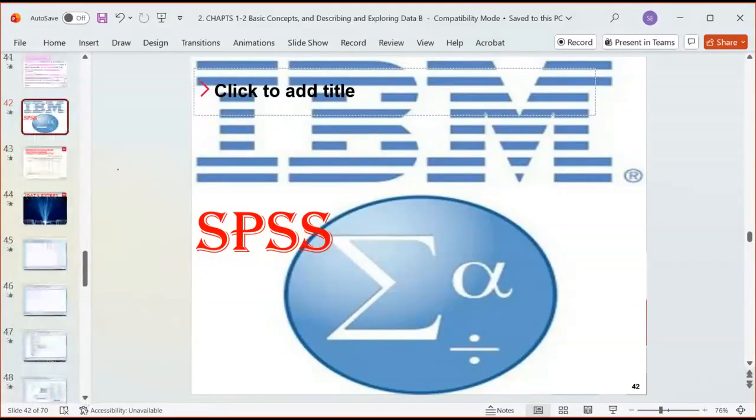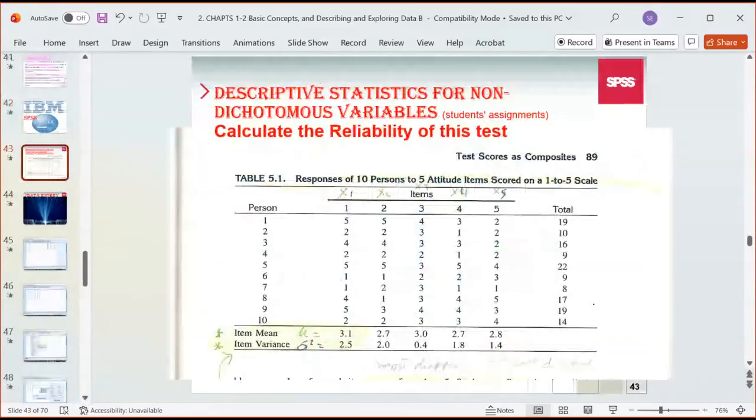So now, this is your second SPSS assignment. All the SPSS assignments are in Blackboard. As you can see, this is a bunch of non-dichotomous variables. Dichotomous means two, when your scores consist of just two numbers: pass, fail, 0, 1. But non-dichotomous means more than two.